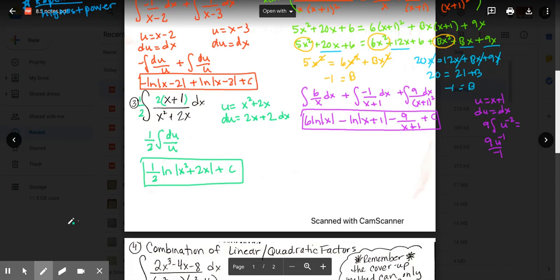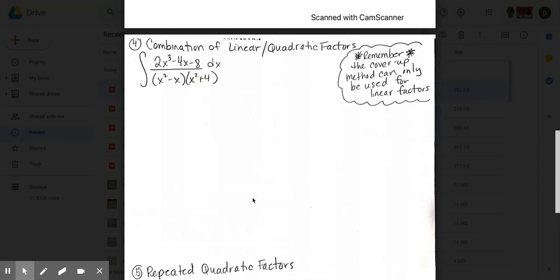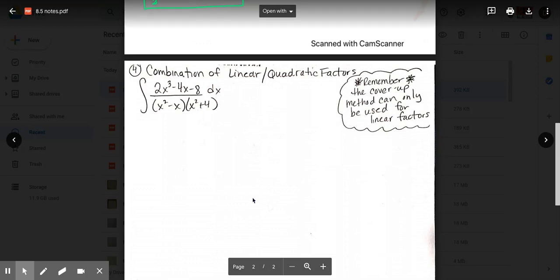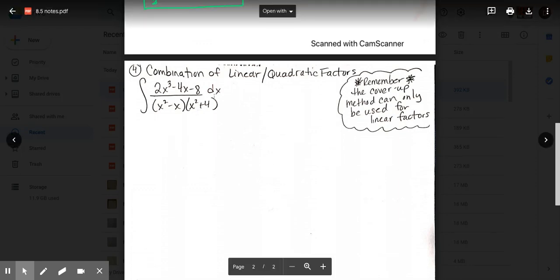Okay, all right. So on to the back part here. Okay, two more examples: linear and quadratic factors. Remember, the cover-up method can only be used for linear factors. This is already factored for you. That kind of gives it away that this is probably going to be partial fractions.